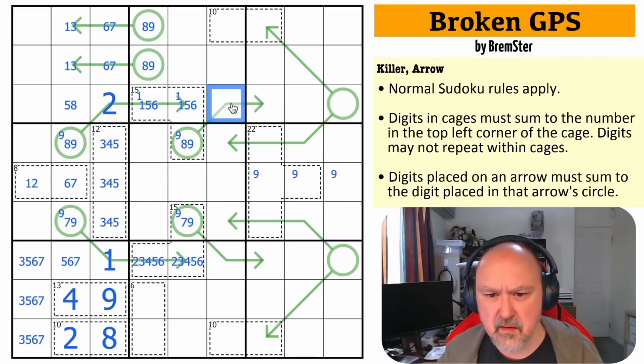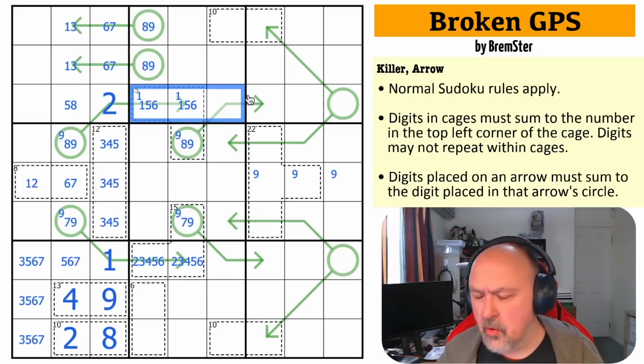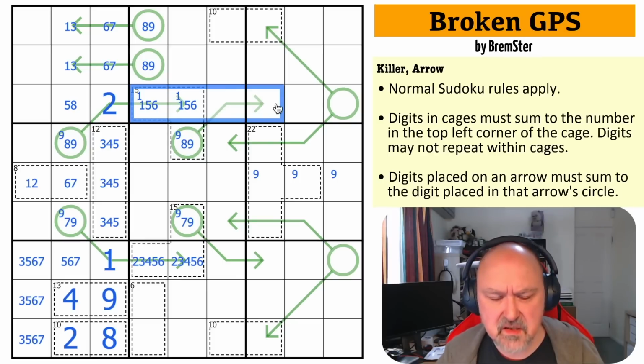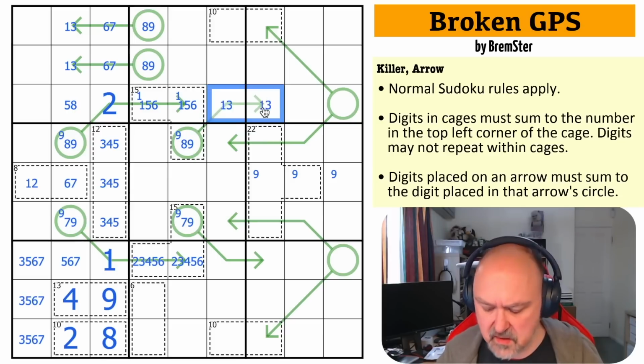Look, hang on. Wait, what? Or 1, 3, 5, 6. So this has to be 1, 3, 5, 6. It's the only way to make 15 in 4 without the 2. So these are 1, 3, 5, 6.